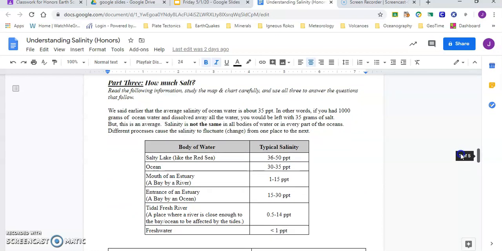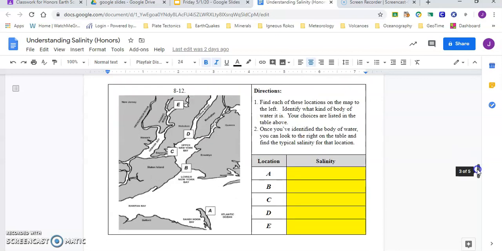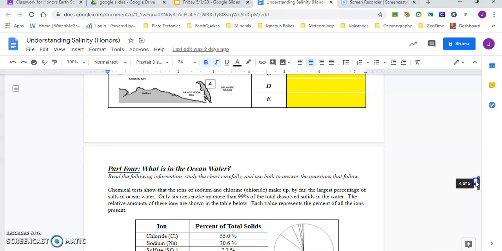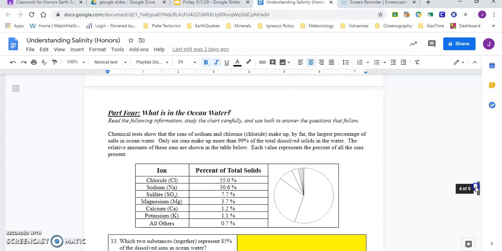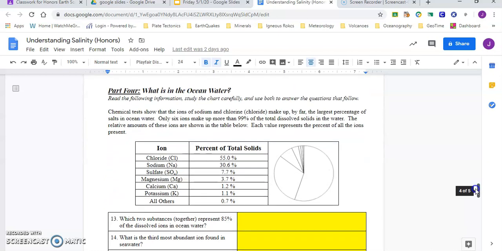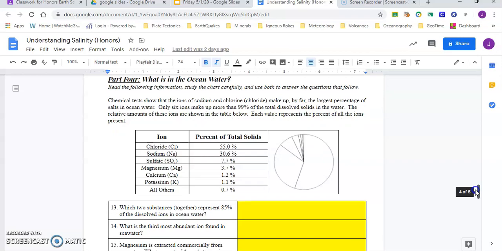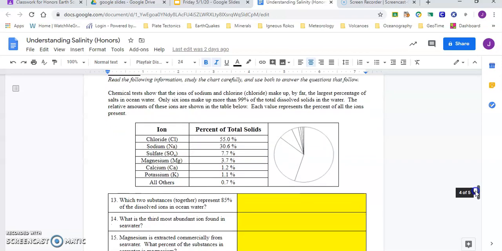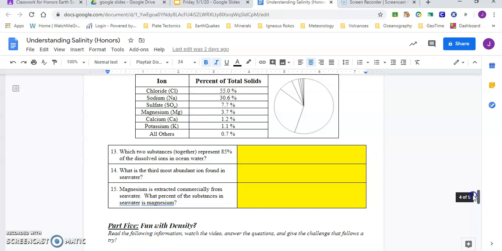And then part three is looking at how the ocean salinity varies from one location to the next. So you're going to be looking at the ocean and comparing it to freshwater and an in-between body of water. So you're going to take a look at a few things there. And then part four is called What is in the Ocean Water, where you're going to be breaking down exactly what minerals and elements make up the salts.